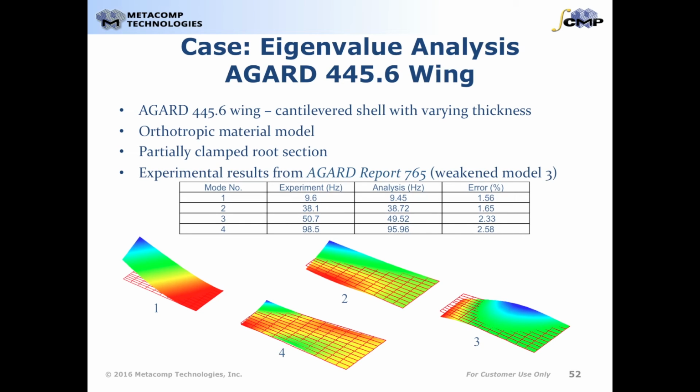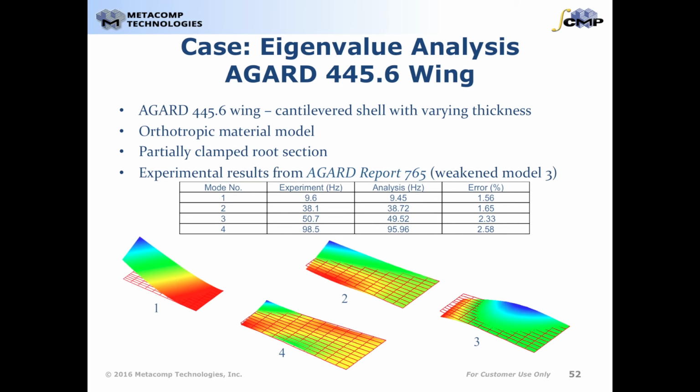The second model used for conducting an eigenvalue analysis is the AGARD wing. This has been modeled as an orthotropic cantilevered shell with variable thickness. The root section is only partially clamped, which can be done with the ability to create node families. The frequencies and mode shapes of the AGARD wing that we determined are provided below, with comparisons to existing experimental results.